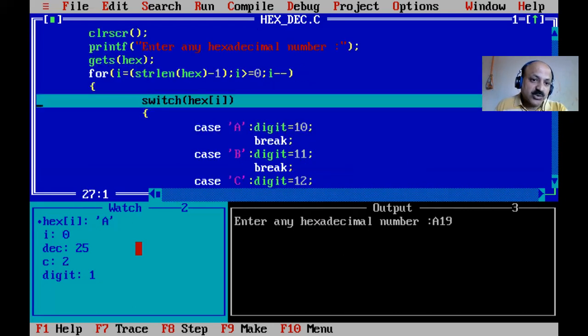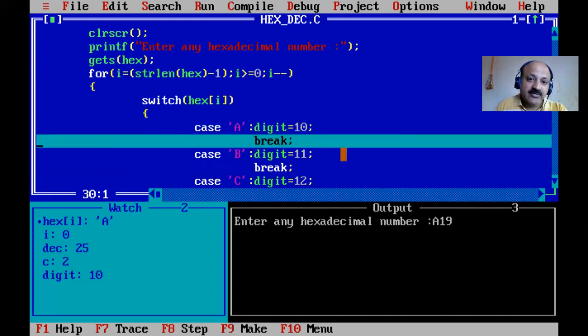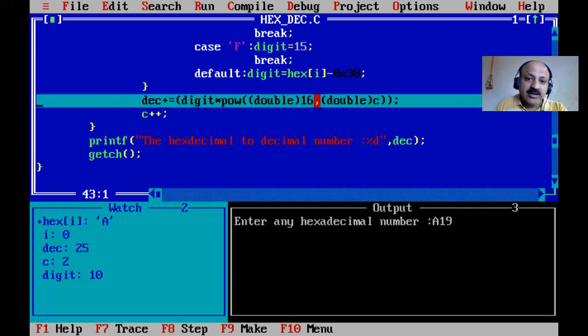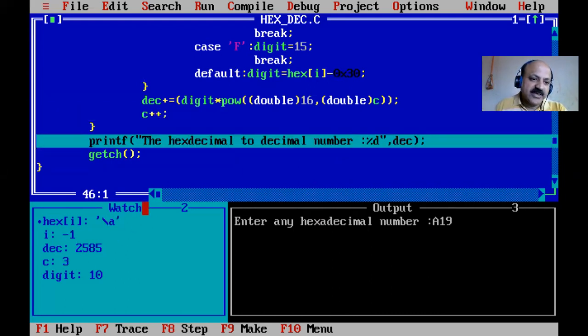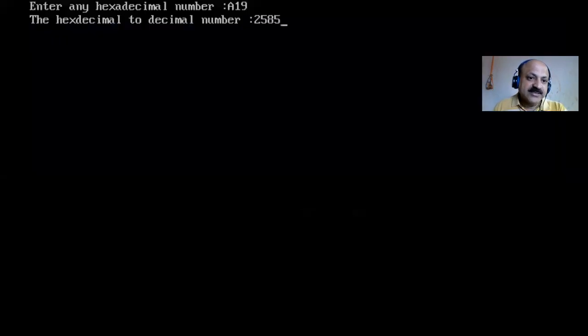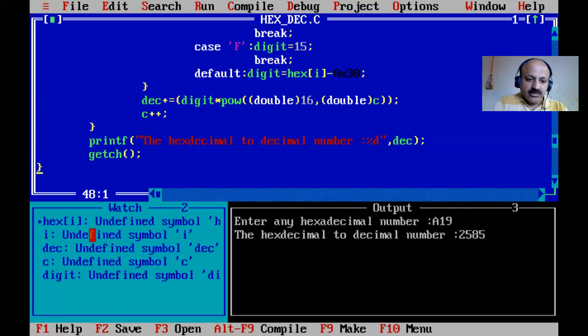And now I minus minus, so that is the last time. Yes, that capital A, yes, the digit is assigned 10. Yes, that is our first case, and then 16 to the power 2, that is 256, multiplied by 10. So yes, here our answer is ready, 2585. Yes, and now there is our condition, because I minus minus makes it negative. So I is no longer greater than or equal to 0, so the for loop condition is false, and our answer is perfectly clear. So yes, I hope you understand.